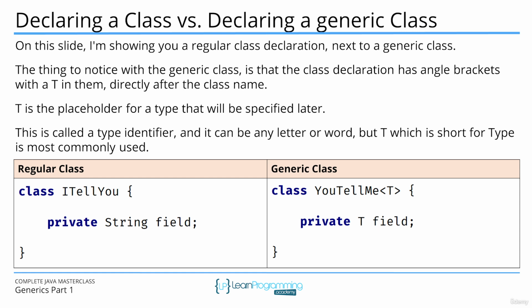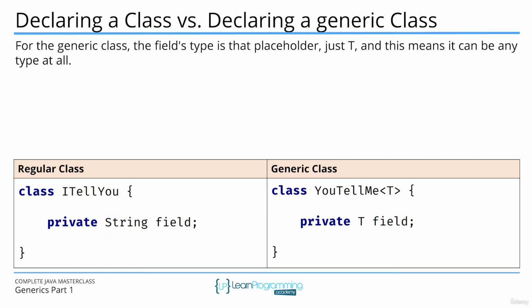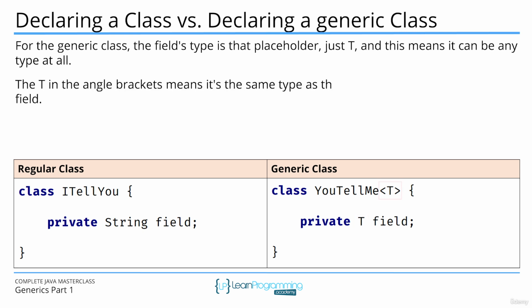For the regular class on this slide, I've declared a field with a type of String. For the generic class, the field's type is that placeholder, just T, and this means it can be any type at all. The T in the angle brackets means it's the same type as the T specified as the type of the field.